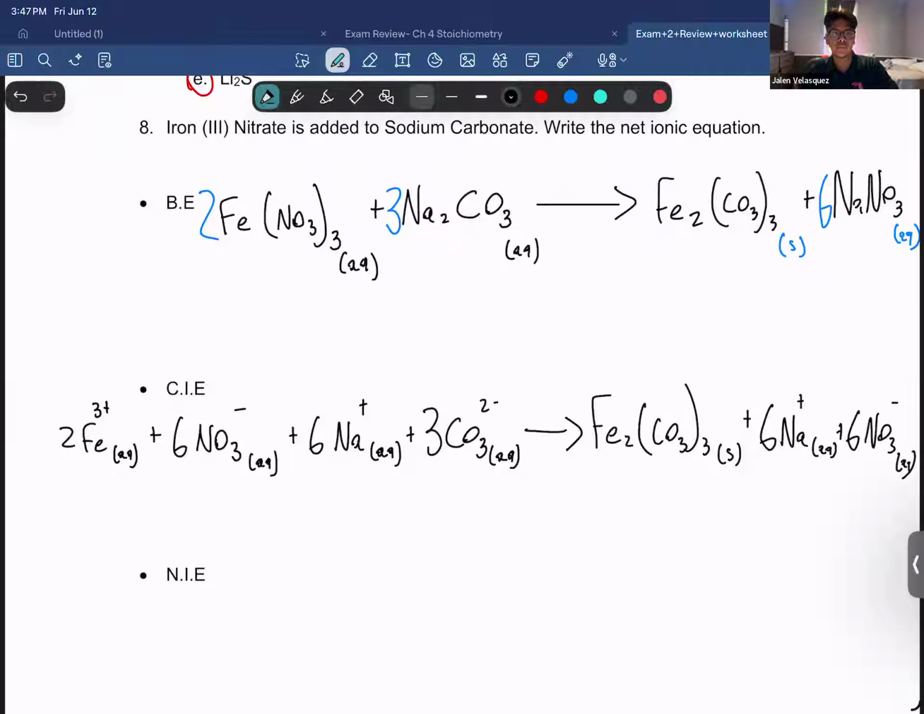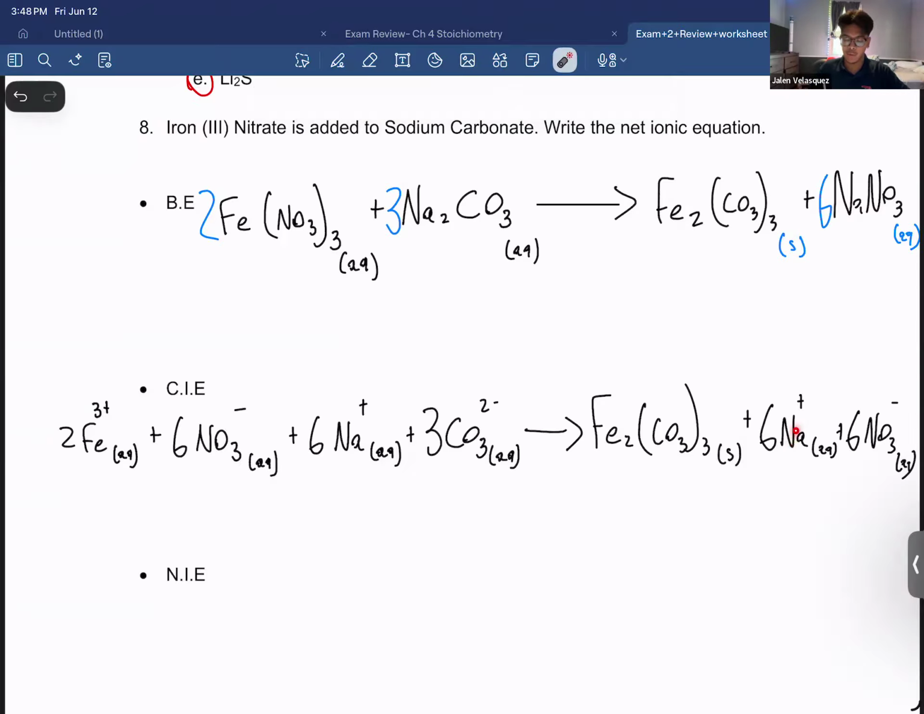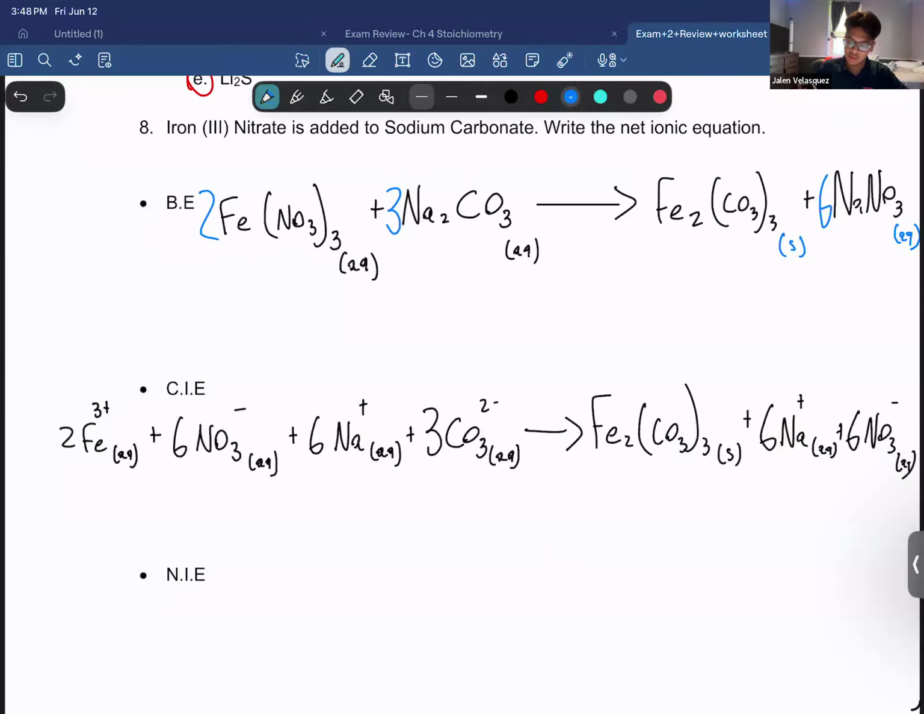Okay, any questions up to this point? Does anybody know what step comes next after writing out the complete ionic equation? Good. So now we can cancel out our spectator ions. Spectator ions are ions that show up on both sides of the equation, right? So what is a spectator? The 6 Na plus as well as the nitrate.